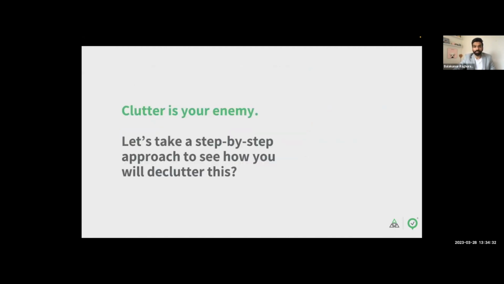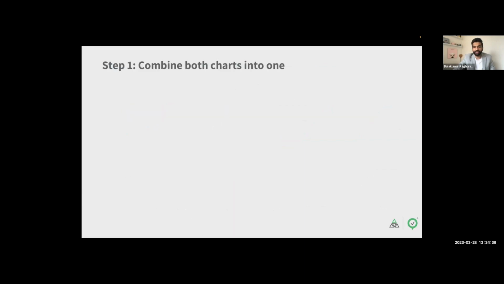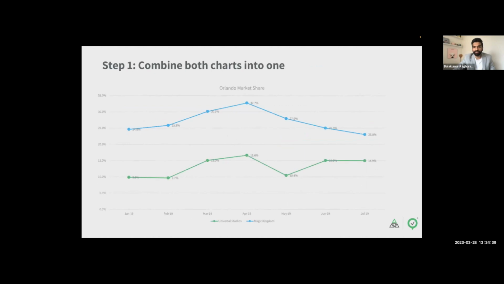So we're going to take a step-by-step approach to declutter this. Let's do step one. We're going to combine both of them into one chart, and we're just going to say Orlando's market share. Magic Kingdom is blue, Universal's green. Now we're going to remove those data markers that we had in there, all those big circles. Then we're going to remove grid lines. And I'm a strong believer that sometimes we don't need the grid lines. Very rarely do we need grid lines, right? We're going to keep things a little bit more clear.